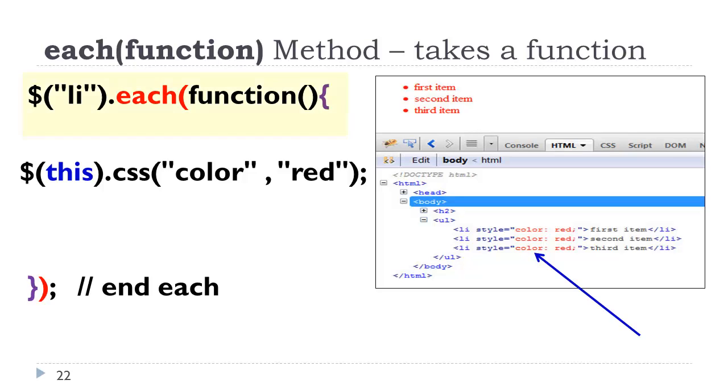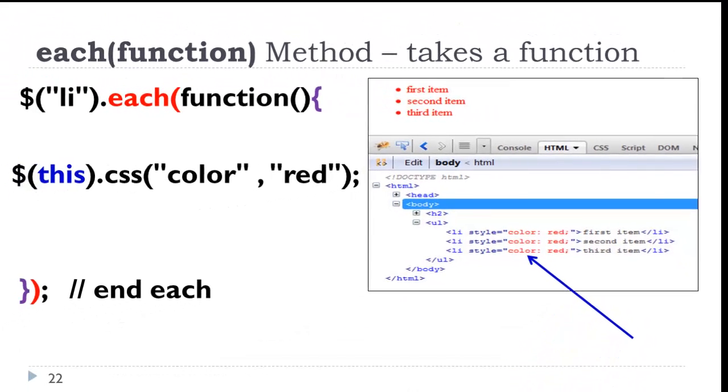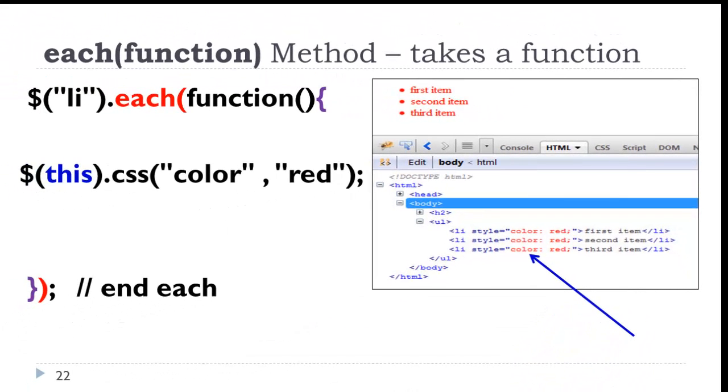So if we had an li and we wanted to make all of them red, the color red, execute the CSS method and put the color red, we could do it using the each function. And if you notice here again, we're looking at the output, and you can see that indeed it did set the style there. This would be a good way of testing if a condition occurred for every instance of a certain selection.